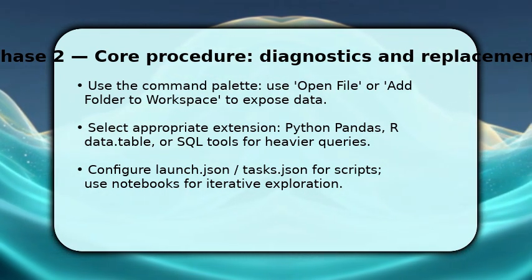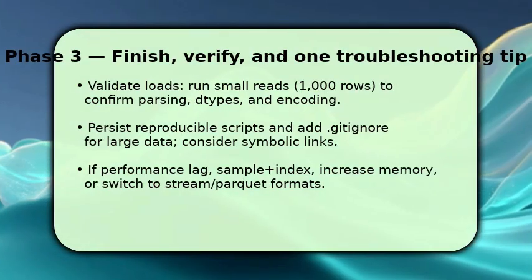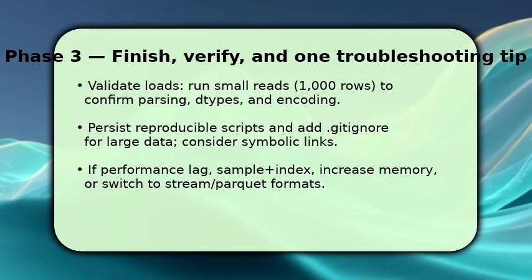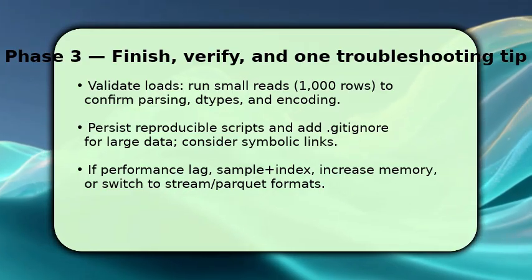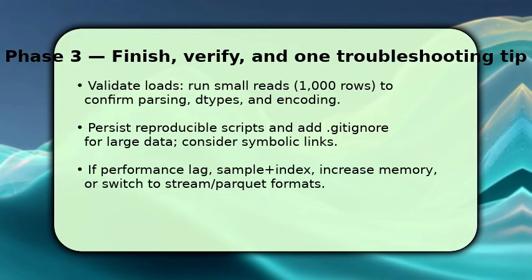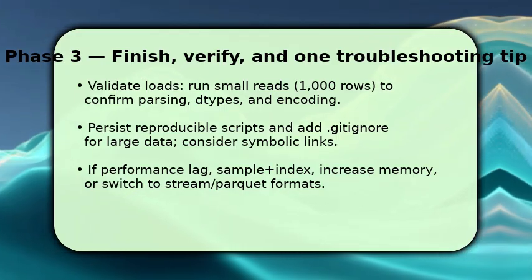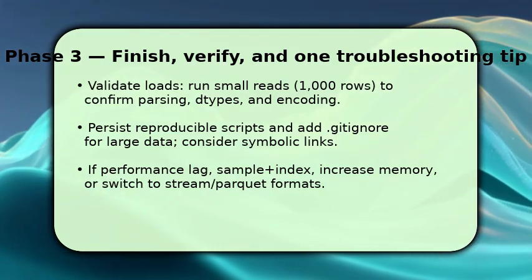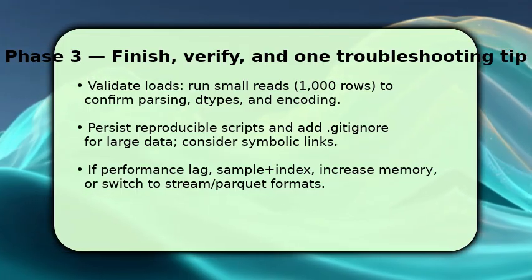To finish, validate that your data loads correctly. Read a small sample, 1000 rows, to confirm parsing, data types, and encoding. Save reproducible scripts, commit code, but keep large files out of Git using .gitignore, and consider symbolic links for shared datasets.